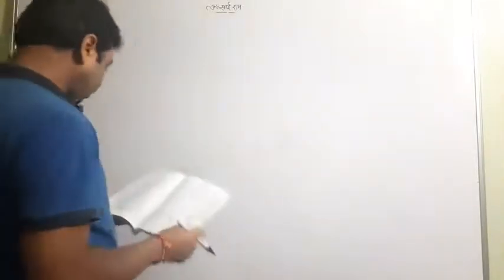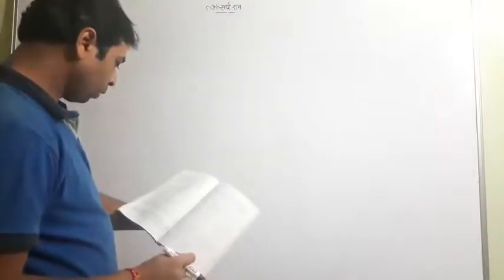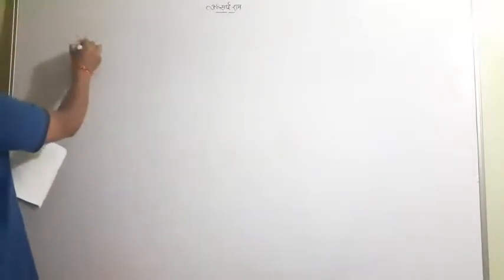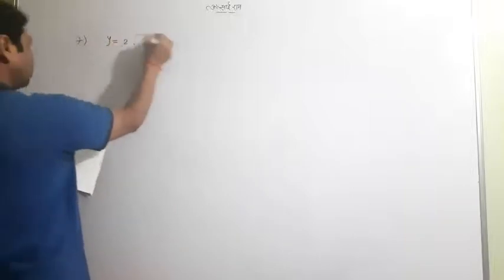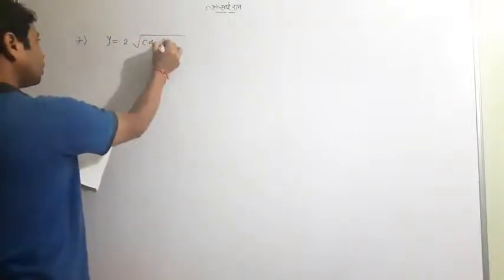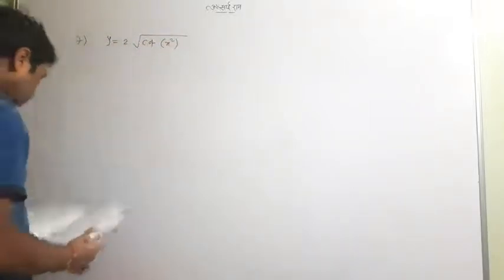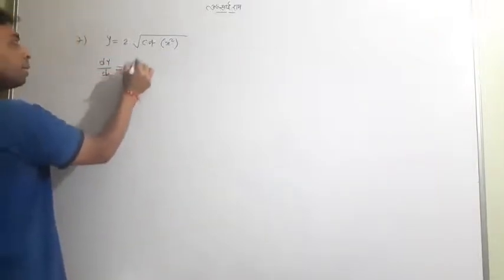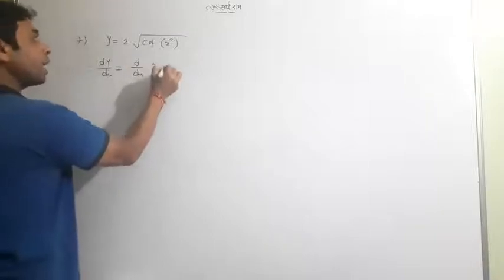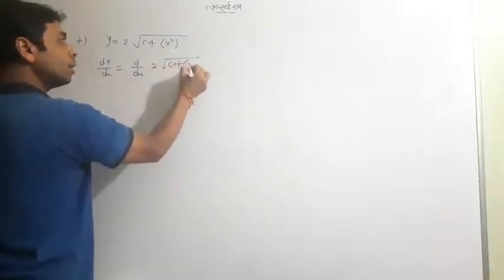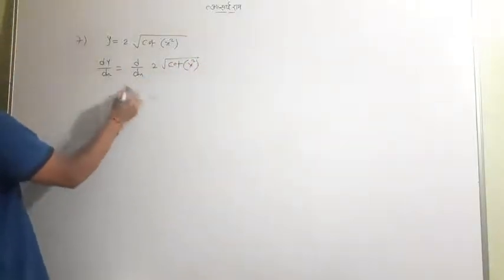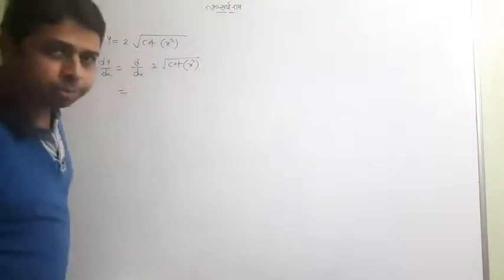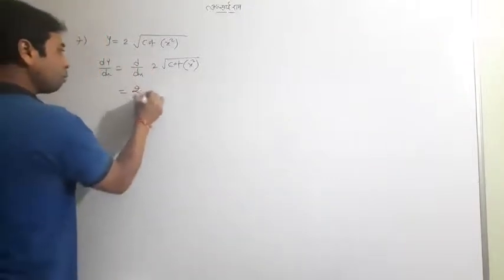Question number, suppose I am taking the seventh one. The seventh one is a good question as far as the concept is concerned. This is the question. What do you think about that? Yesterday I explained a similar kind of question which came under the root sign, and the same I want to explain to you today. 2 is a constant, so 2 should be written outside.